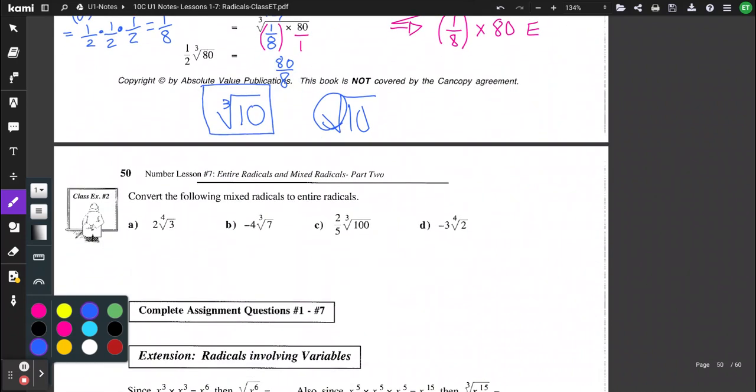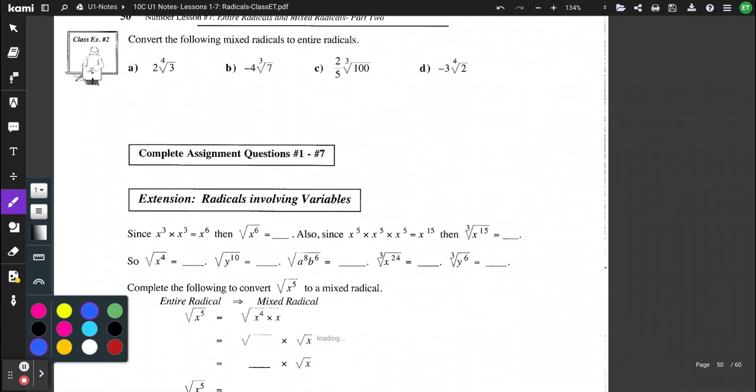All right, turn your page. We have a couple to convert. So now we're going to convert to entire radicals. Again, we're going to take the ones that are out front and we're going to put them under. We use the index as a little exponent. So this one is a 4th root. So to take the 2 underneath, he's going to use that 4 as an exponent. So I'm going to go 2 exponent 4 times 3. And that's what I'm going to type in my calculator.